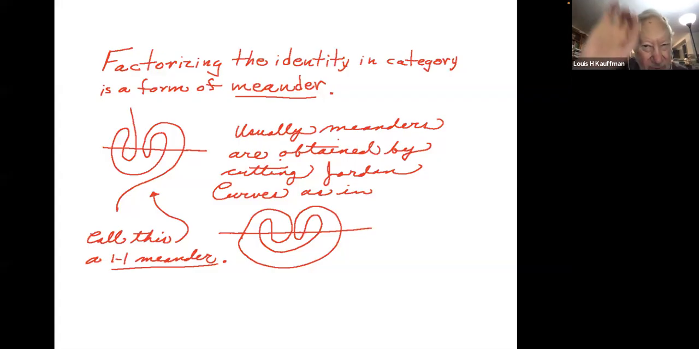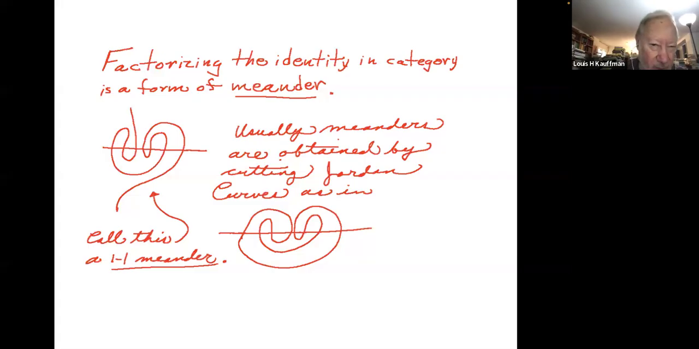Okay, so I don't want to run ahead of myself, but how am I producing factorizations of the identity for the Temperley-Lieb category or for the connection category? Well, what I'm doing is taking a line and choosing a point on one side of the line, and I'm taking a walk and I cross the line back and forth, and eventually I come to the other side of the line. Such a thing is called a meander in combinatorics.